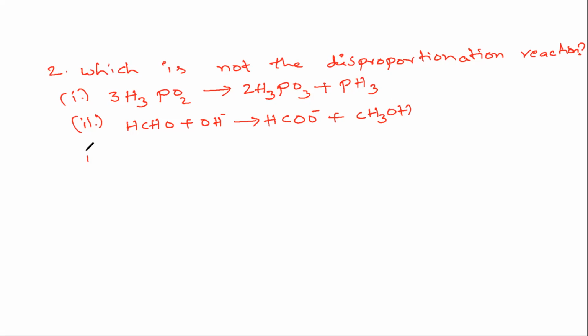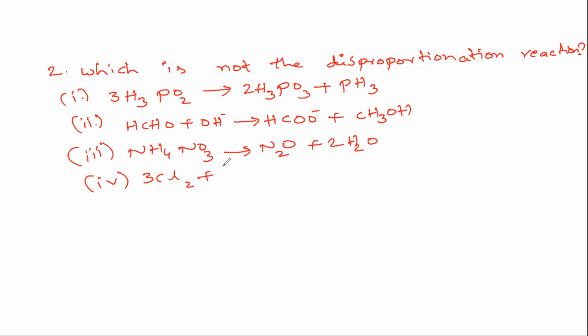Third equation, NH4NO3, that is ammonium nitrate, changes to N2O plus 2H2O. And fourth equation, 3Cl2 plus 6OH minus gives 5Cl minus plus ClO3 minus plus H2O.